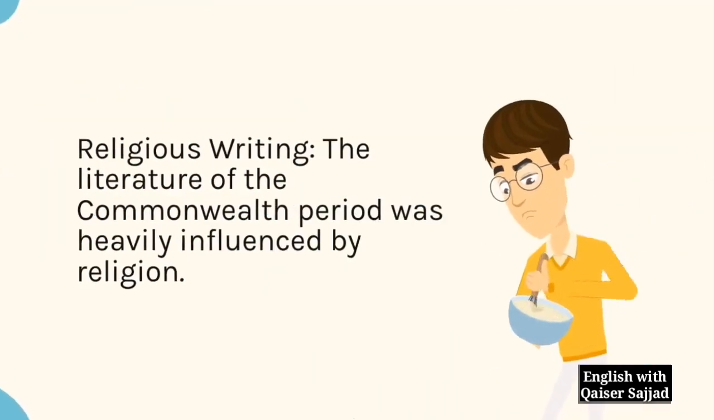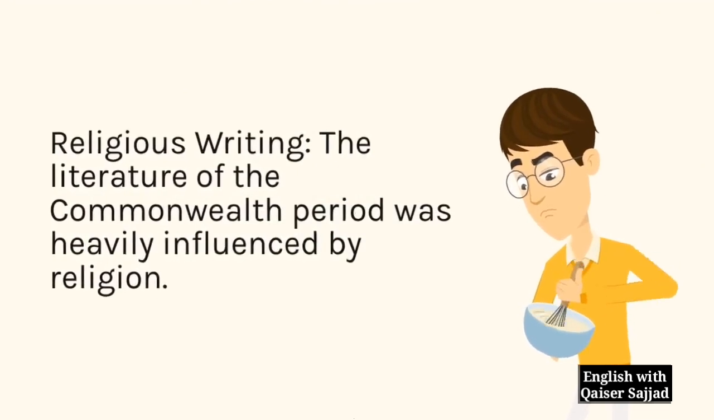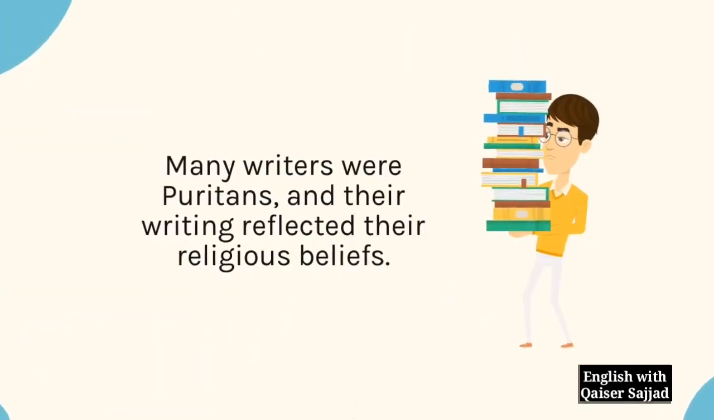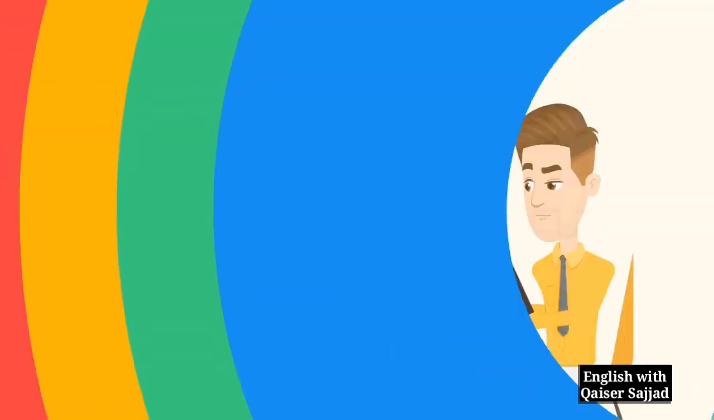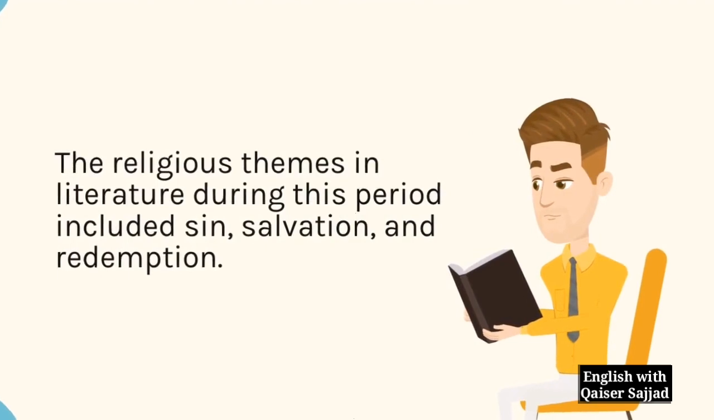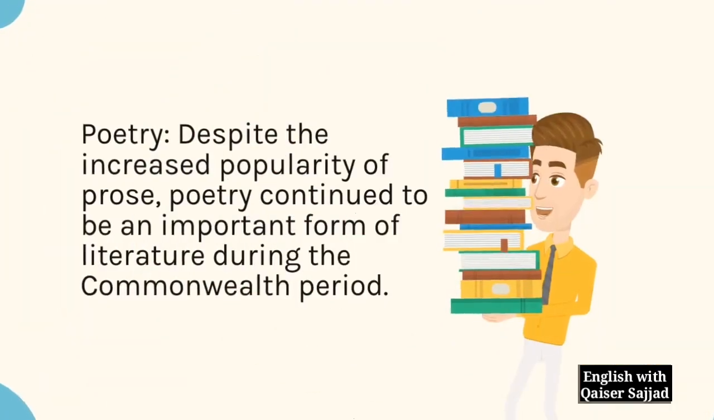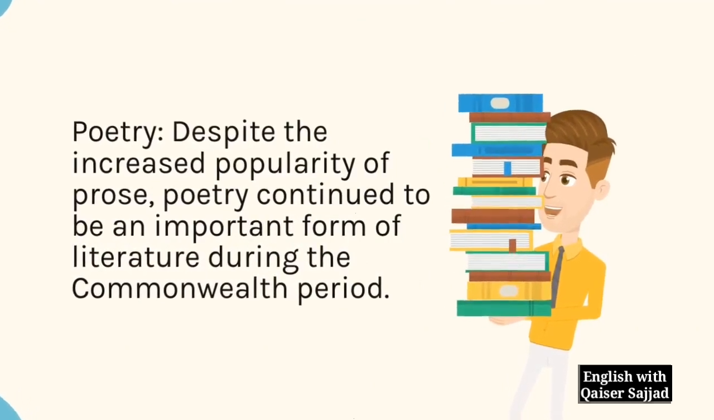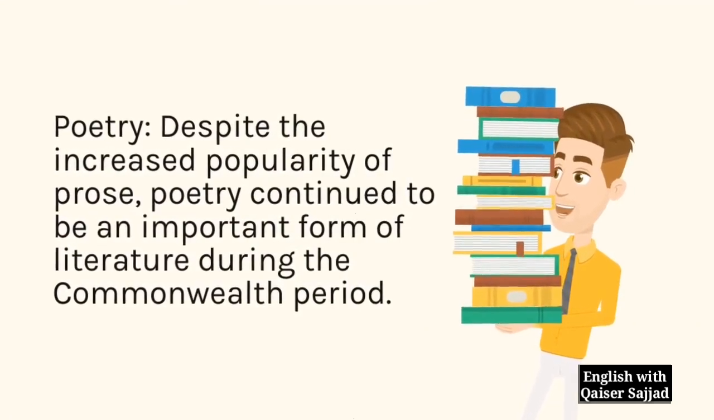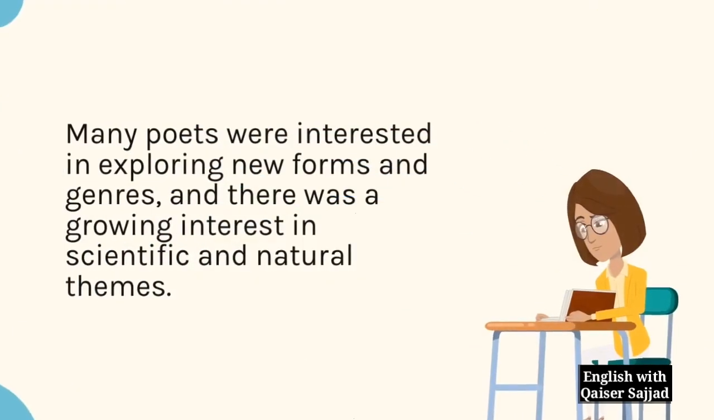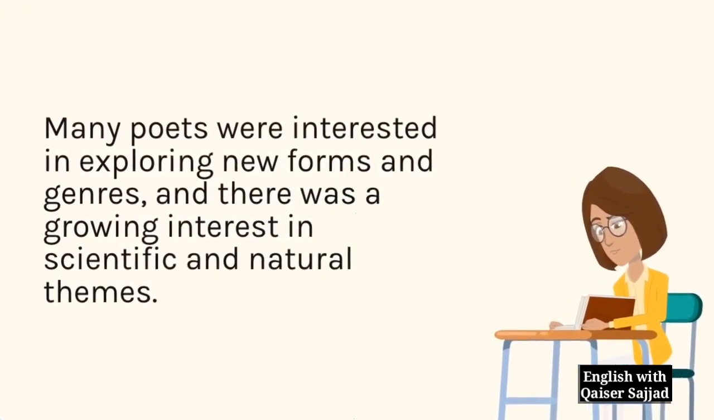Religious writing. The literature of the Commonwealth period was heavily influenced by religion. Many writers were Puritans, and their writing reflected their religious beliefs. The religious themes in literature during this period included sin, salvation, and redemption. Poetry. Despite the increased popularity of prose, poetry continued to be an important form of literature during the Commonwealth period. Many poets were interested in exploring new forms and genres, and there was a growing interest in scientific and natural themes.